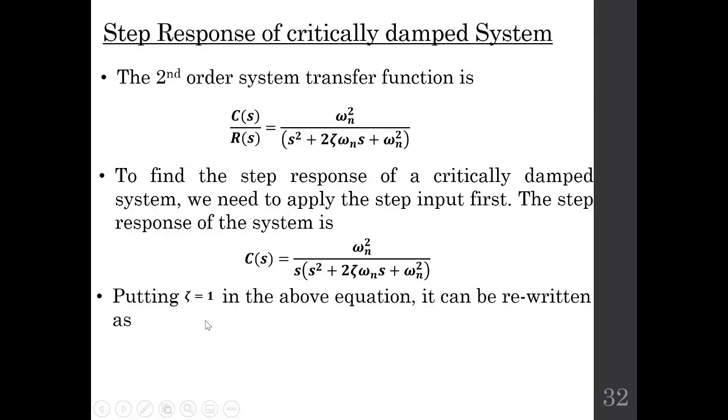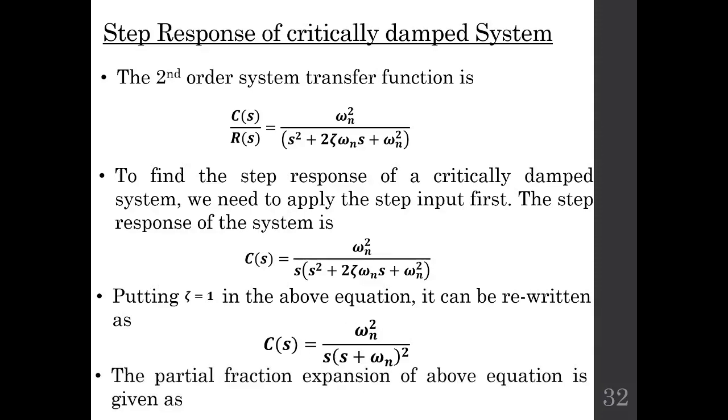For critically damped system, we know that zeta is equal to 1. So putting zeta equal to 1 in this equation, we can rewrite this equation as C(s) = omega_n^2 / (s (s + omega_n)^2). So we can represent this equation in this form by putting zeta equal to 1. In the next step, we will be solving this equation through partial fraction expansion.